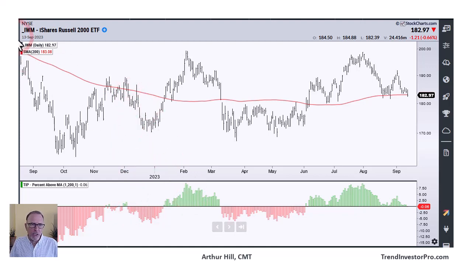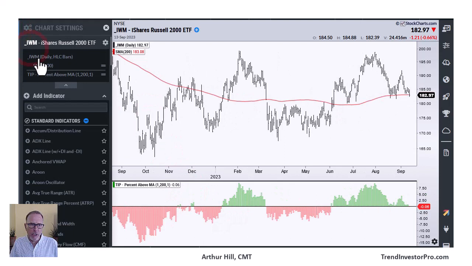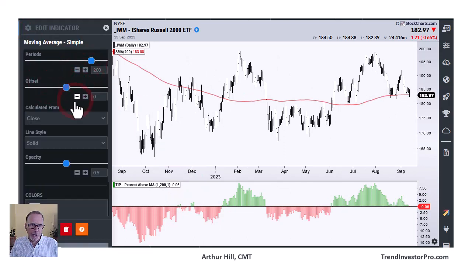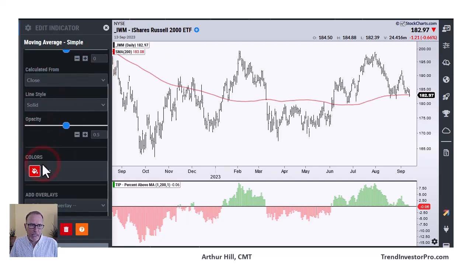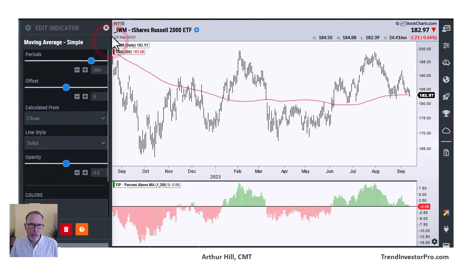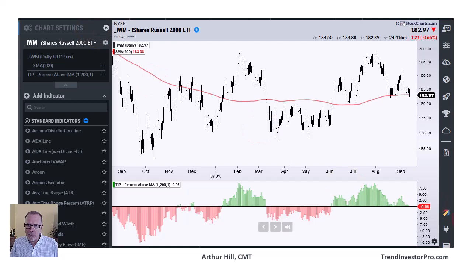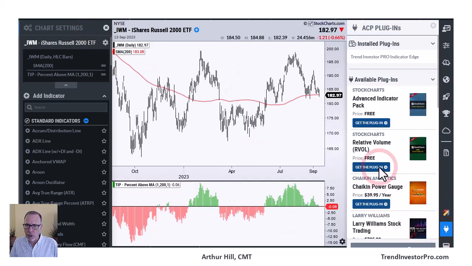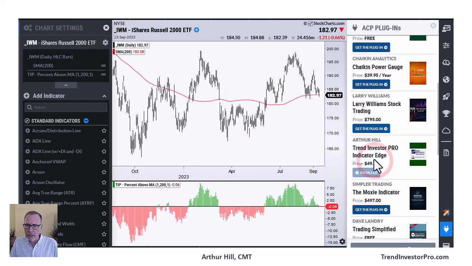Now, if you go over to the upper left, you can see the chart settings, and I can change these settings as I wish. I can change the moving average. I can also calculate from the close, the high or low, and turn the colors different if I want, or even add an overlay. And this indicator is part of the Trend Investor Pro Indicator Edge plugin for StockCharts ACP. And over on the bottom right, you can see all the plugins that are available.